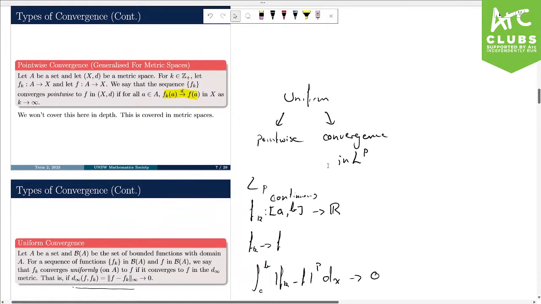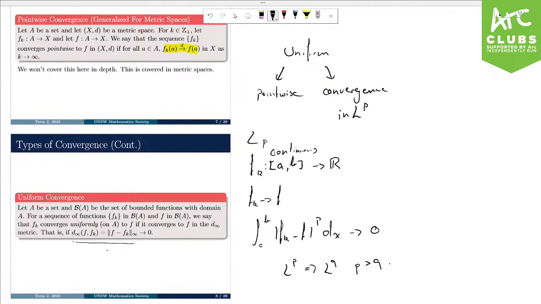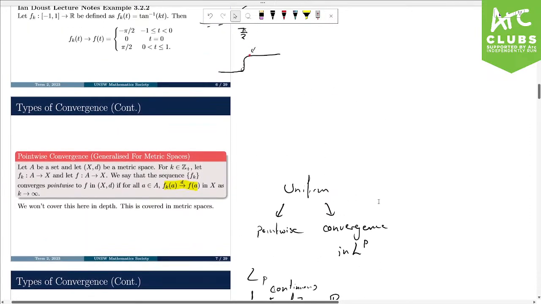And uniform convergence here is basically convergence in L infinity. So this implies any LP norm convergence. But there's not much relationship between pointwise and LP convergence.